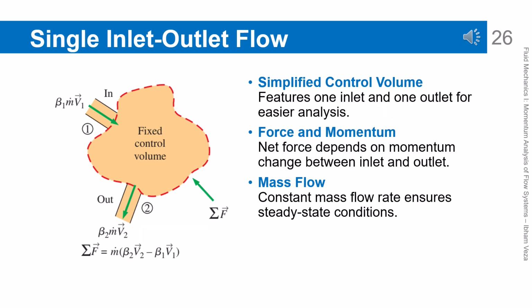Single inlet, single outlet flow. The simplest case is a control volume with one inlet and one outlet. In this case, the momentum equation becomes much simpler. The mass flow rate at the inlet and outlet is the same for steady flow. The net force depends only on the change in the velocity vector between inlet and outlet. This model is very often used to analyze nozzles, diffusers, and simple bends.